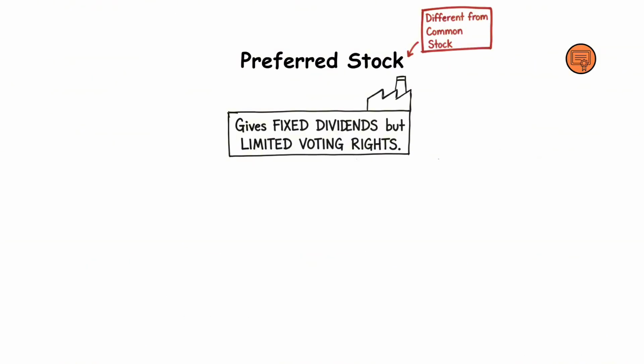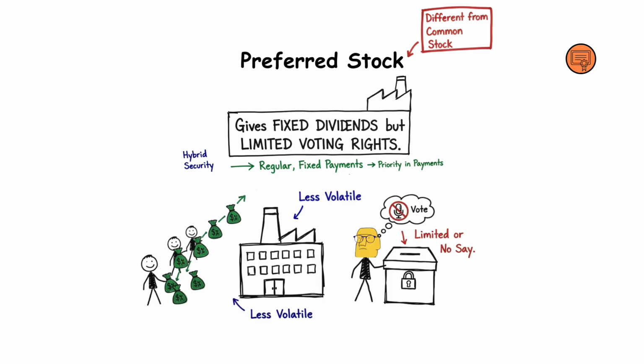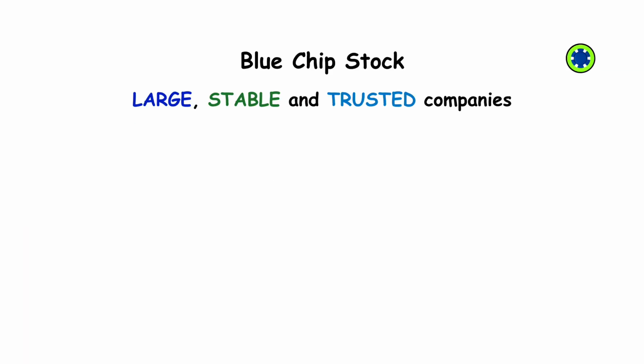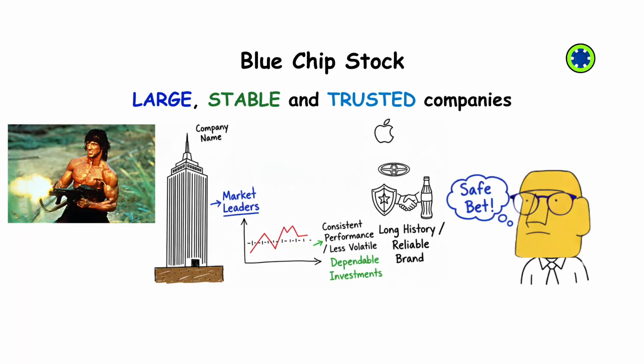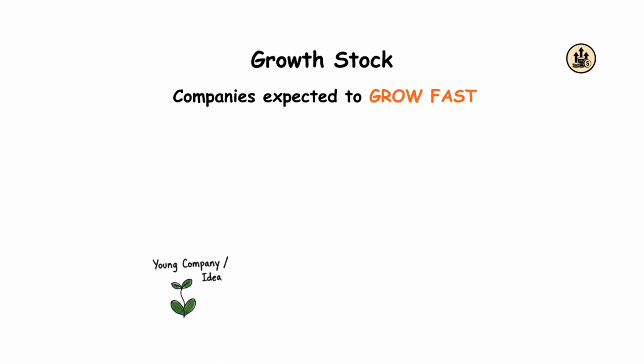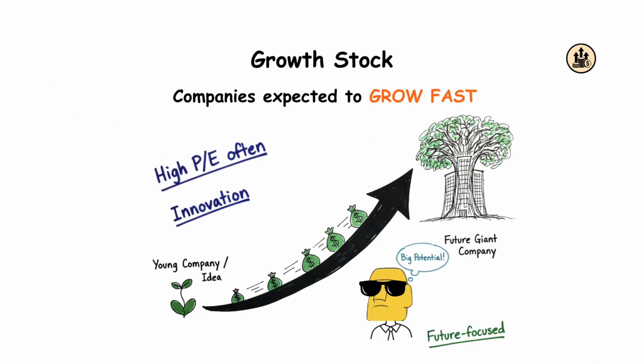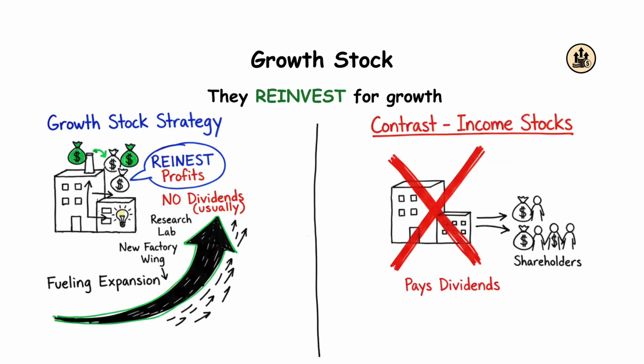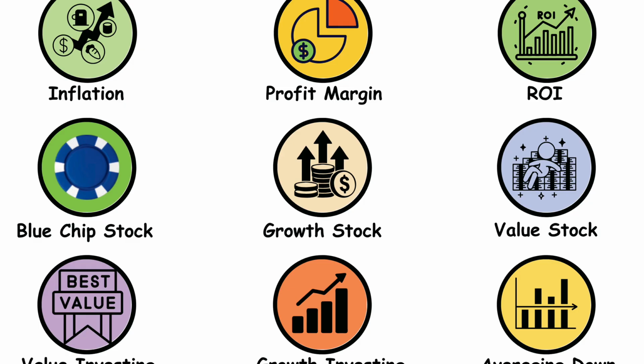Preferred stock. Preferred stock gives fixed dividends but limited voting rights. Blue chip stocks. Blue chip stocks are large, stable, and trusted companies. They usually pay dividends. Growth stock. Growth stocks belong to companies expected to expand fast. Instead of paying dividends, they reinvest to grow.